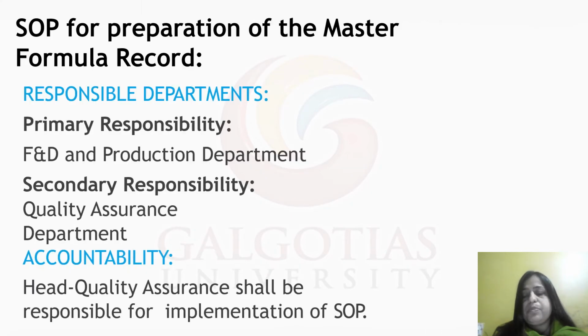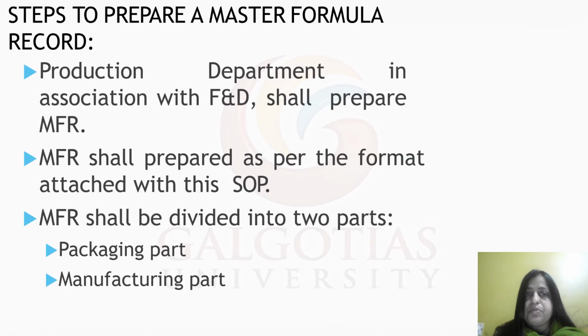SOP for the preparation of the master formula record. Responsible department: primary responsibility R&D and production department, secondary responsibility quality assurance department. Accountability: the head of quality assurance should be responsible for implementation of the SOP. Steps to prepare a master formula record: the production department in association with R&D shall prepare the MFR. The MFR shall be prepared as per the format attached with this SOP.